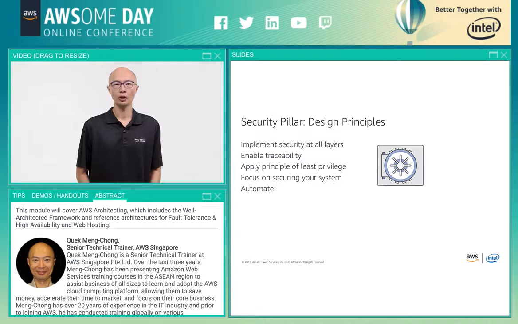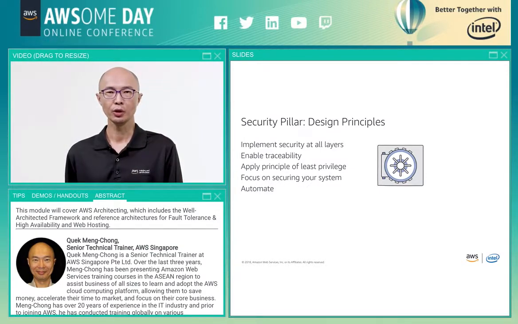Next, focus on securing your system. With the AWS Shared Responsibility Model, you can focus clearly on securing your application, data, and operating systems, while AWS provides secure infrastructure and services. Finally, automate security best practices. Software-based security mechanisms improve your ability to securely scale more rapidly and cost-effectively. For example, create and save a patched, hardened image of a virtual server so that when you need an image, you can use that image automatically to create a new instance.